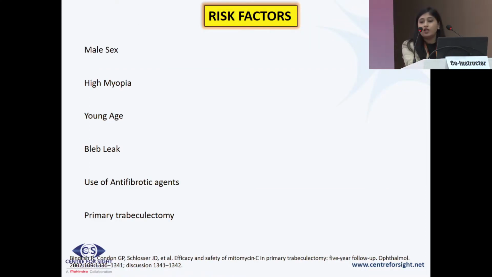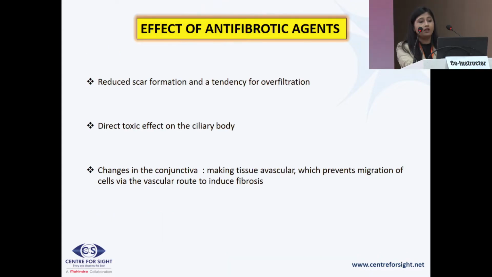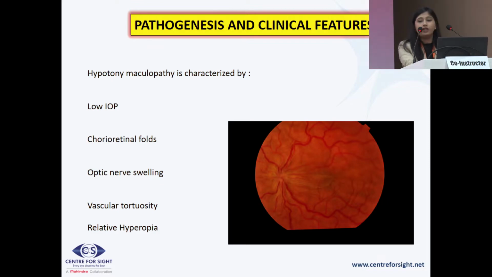But do all the patients with hypotony develop maculopathy? No. There are certain risk factors: male sex, high myopia, young age, bleb leak, use of antifibrotic agents, primary filtering surgery. The antifibrotic agents, as the name suggests, prevent fibrosis and have a tendency for overfiltration, and they can also have a direct toxic effect on the ciliary body. Usually, these patients present with low IOP, chorioretinal folds, optic nerve swelling, vascular tortuosity, or relative hyperopia.